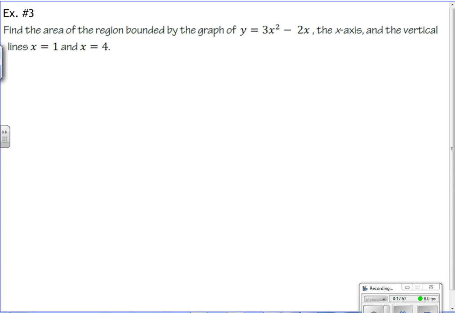Now, let's go to this last area. Actually, before I do that, I'm going to break this into a separate video.